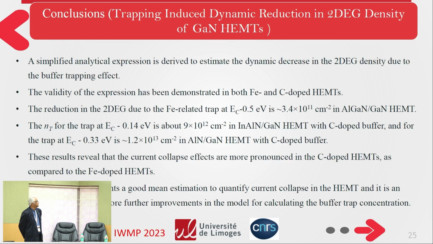We have defined a simplified analytical expression to estimate the dynamic decrease in 2DEG density due to the buffer trapping effect. And we have validated this expression with F-doped and C-doped devices and also for different barriers. We have obtained the value of activation energy, capture cross section, and also now the method to estimate the value of NT. So our derivation represents a good mean estimation to quantify current collapse in the HEMT, and it is an important first step before further improvements in the model for calculating the buffer trap concentration.